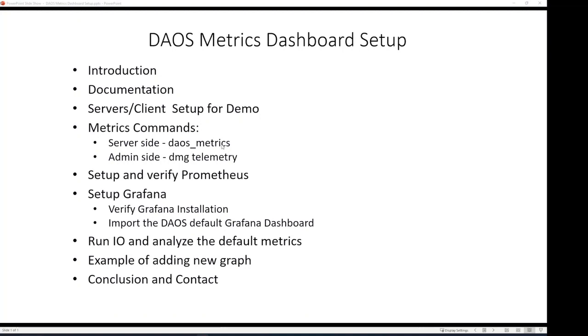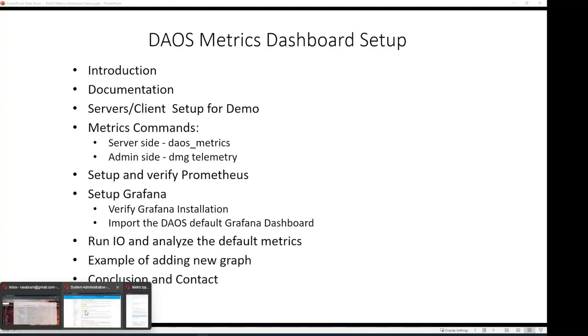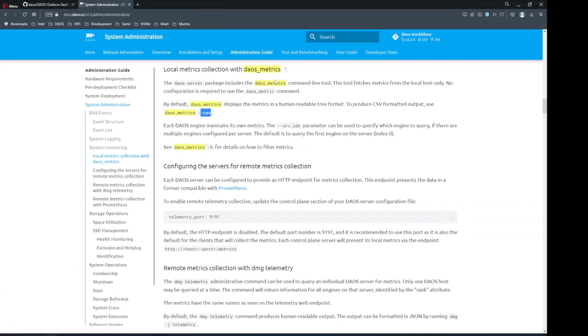So let's see some of the metrics commands. We'll go through daos_metrics first, which is the server side. That command you can run on the server. The information is available on the wiki page as well, under local metrics collection with daos_metrics. It can be run on the specific local host only. There is no configuration required to run daos_metrics. You can just run the command and it's just going to display the metrics.